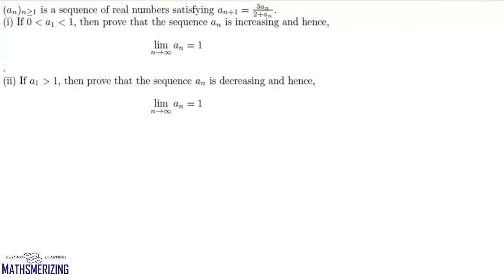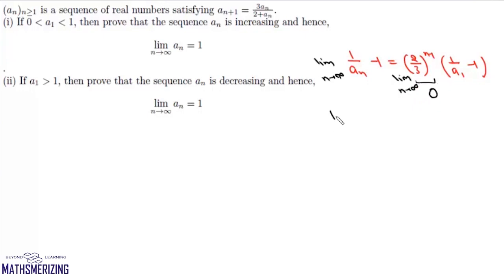Now in both the cases, we need to prove that the limit of the sequence is 1. Using the recurrence relation, we can write 1/a_n - 1 will be equal to (2/3)^(n-1) upon (1/a1 - 1). Now if we take the limit as n tends to infinity, this limit will be 0. So we can write the limit as n tends to infinity of 1/a_n is equal to 1. So from here we can say the limit as n tends to infinity of a_n will be simply 1.